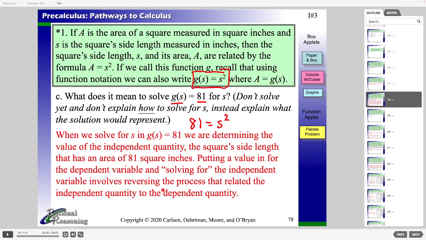And then we're finding out what the side length would be. So again, you can read through all of this, but solving is basically finding what side length gives an area of 81. So it's going to answer that question.